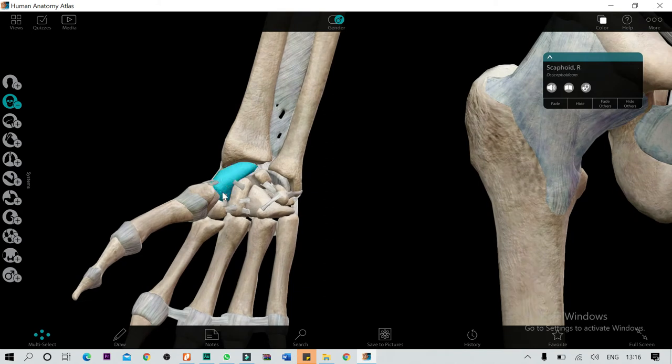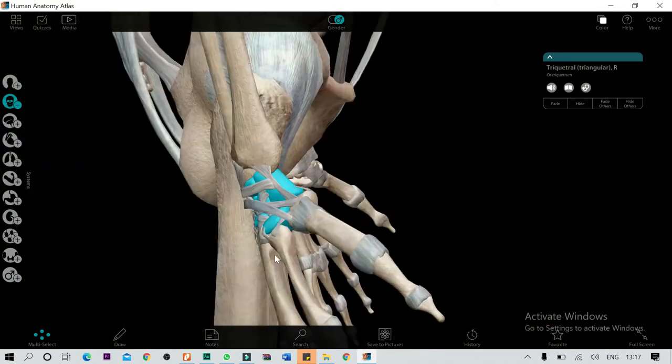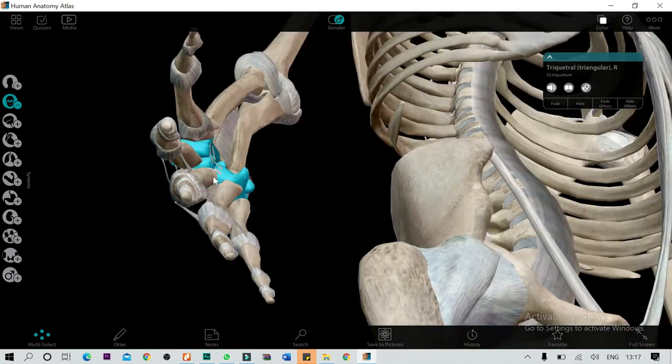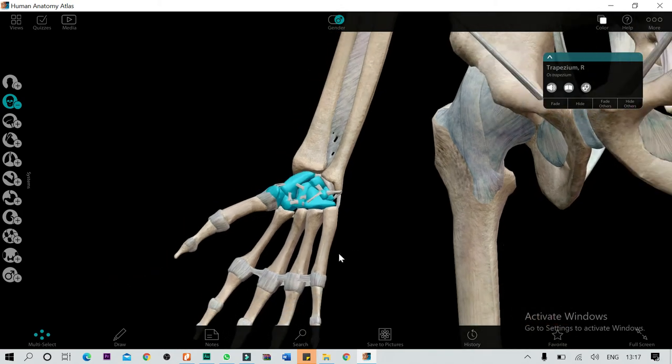This is the scaphoid, this one is the trapezoid, this is the capitate, this one is the hamate, this is the pisiform, this one is the lunate, this one is the triquetral, and one more, the trapezium. Total is 8, right? Okay, so these 8 bones are the carpal bones. Now the metacarpals: 1, 2, 3, 4 and 5 are the metacarpals.